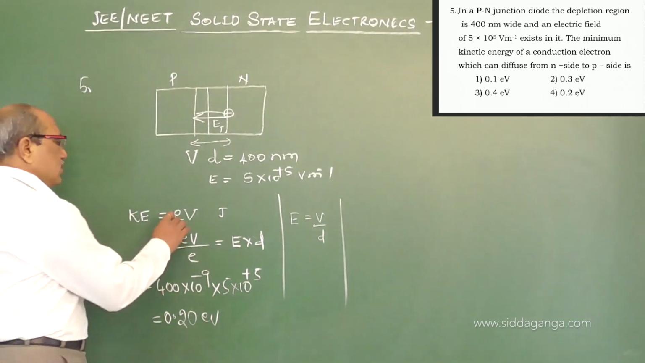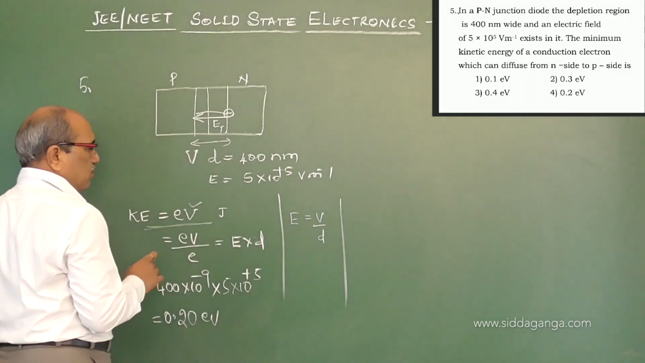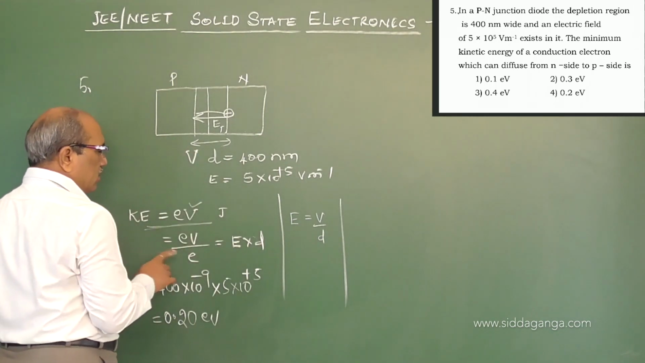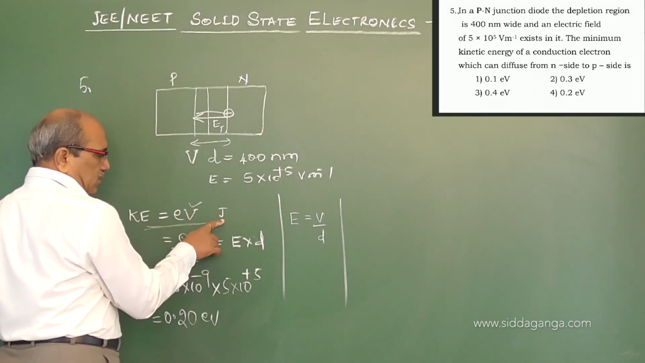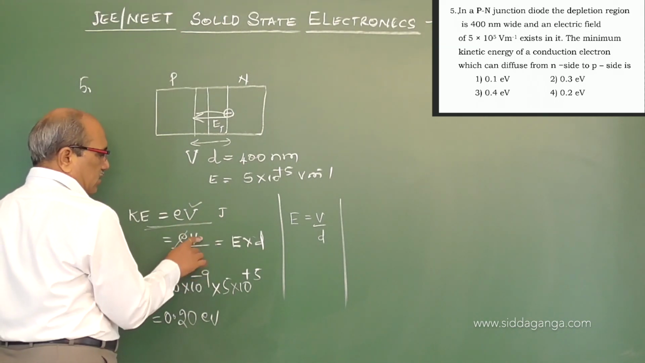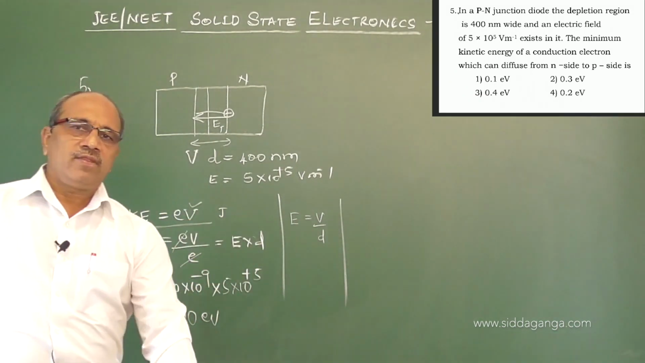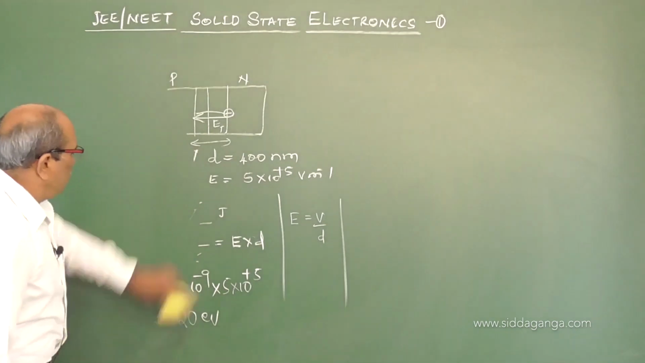I think you followed, this is the energy necessary, the potential barrier or contact potential of the region. If you have to express in electron volts, you have to divide by 1.6 into 10 power minus 19. These two get cancelled. V is nothing but E into D, and we got the answer. Coming to the next.